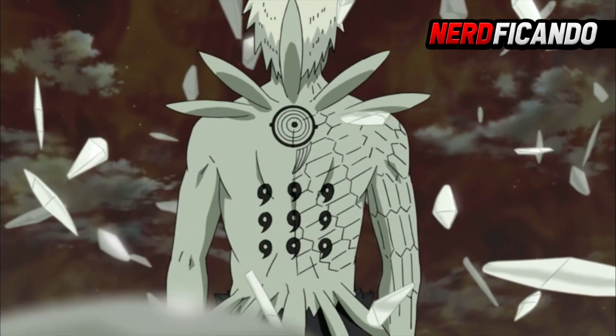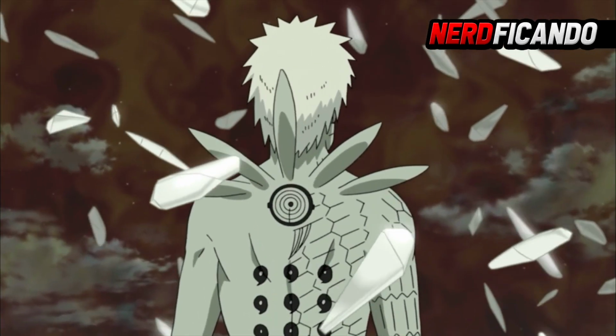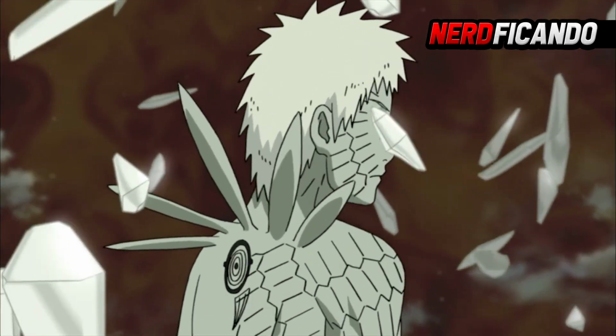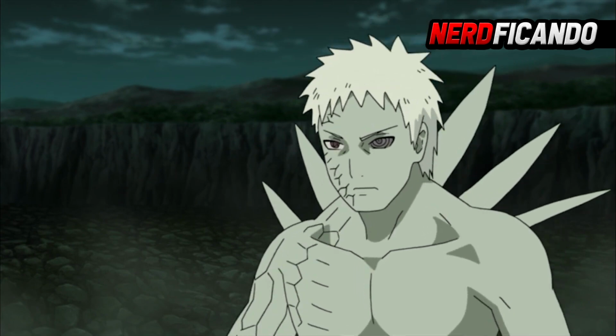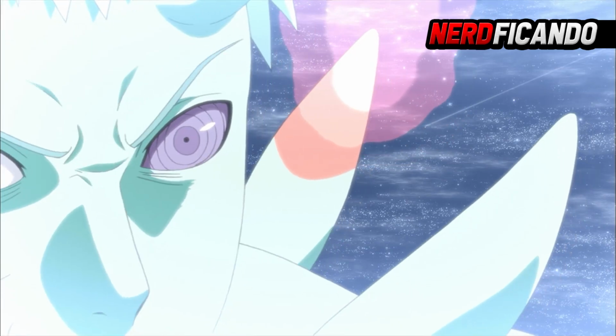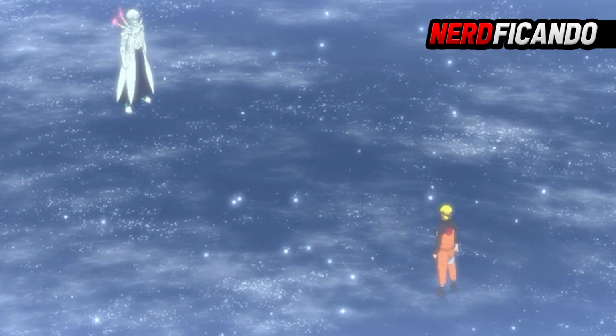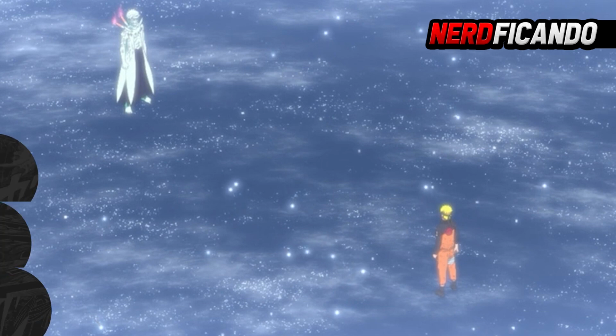This symbol represents the Ten Tails itself, which is why Madara and Obito gained this mark after becoming the Ten Tails Jinchuriki. This new villain is also the only one who managed to fly in this chapter, and he even appears more imposing, as if he were superior to the others.